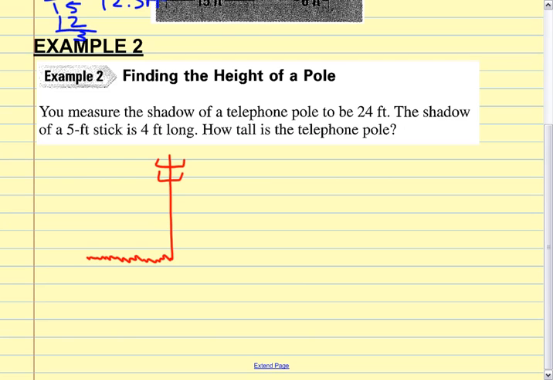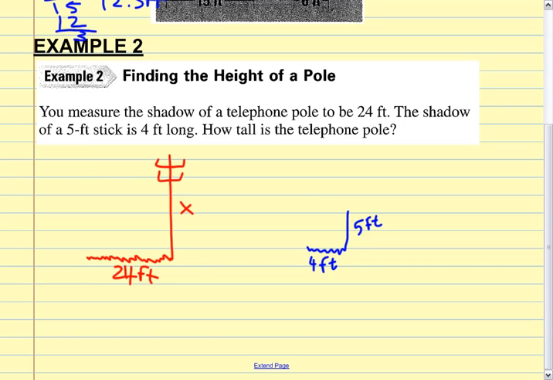Now, how long is the shadow, Peyton? The shadow is 24 feet. It's 24 feet. I don't know how tall it is, but I want to know how tall it is. And then you draw one back up. Now, here's a stick and its shadow. The stick is 5 feet tall and the shadow is 4 feet long.